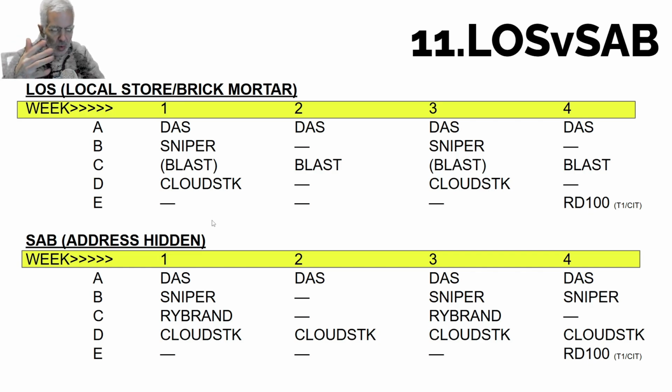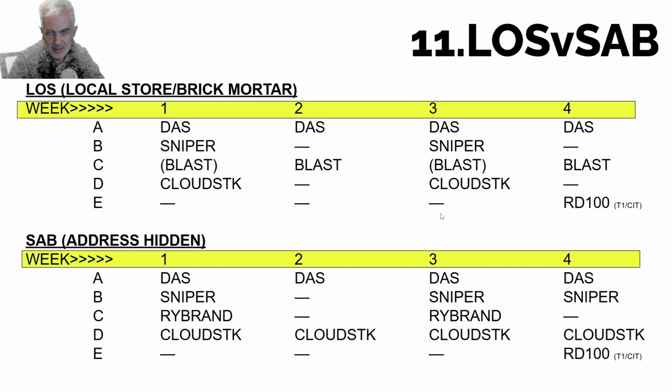Week 1, 1A is DOS, 1B is Sniper, 1C is potentially Blast, because you can run 2 or 4. So that's why you have the parentheses around it. Cloud Stack, and then you're done with week 1, etc. Now, it is worthwhile to note the differences between the LOS and SAB. I'd spend time reviewing it. That's how you know the program better, when you fully know what it's up to.